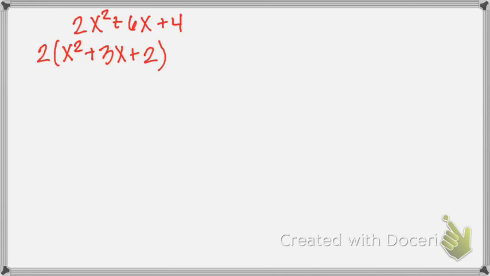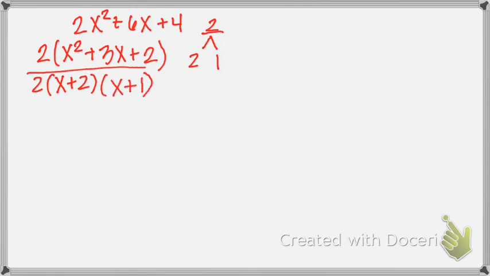What are my factors of 2 that are going to add and give me 3? 2 and 1. So I have 2 times x plus 2 times x plus 1. Since I just said factor, that would be your answer. If it said solve, you would set both of those equal to 0 and solve. So you see the 2 there.